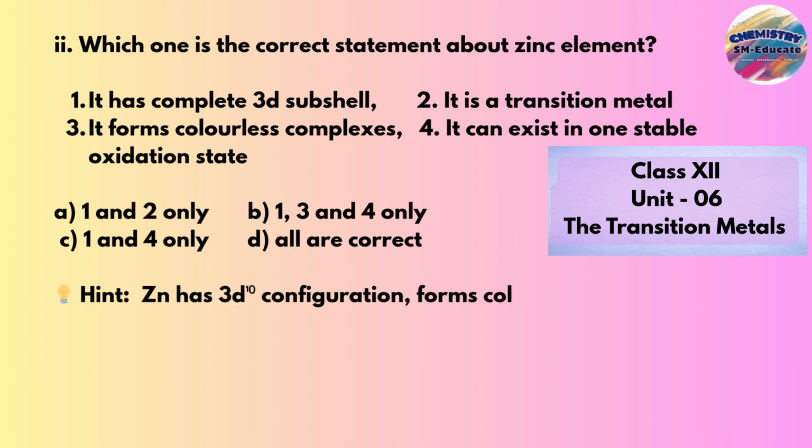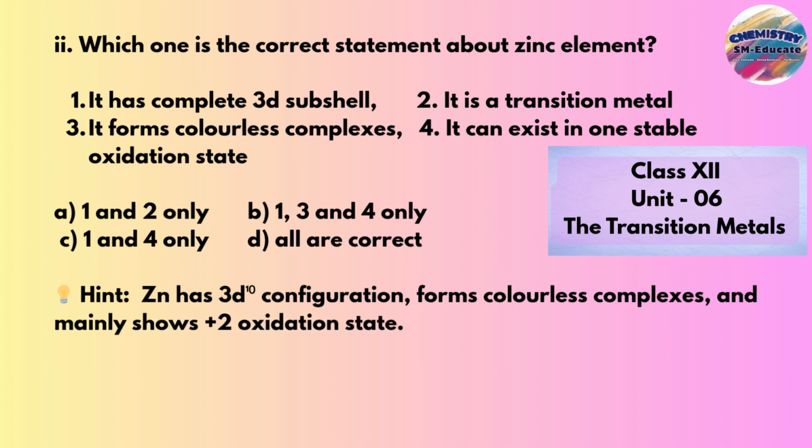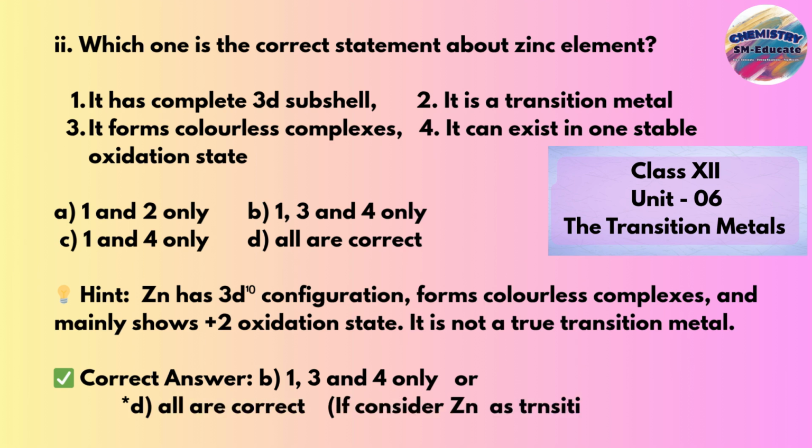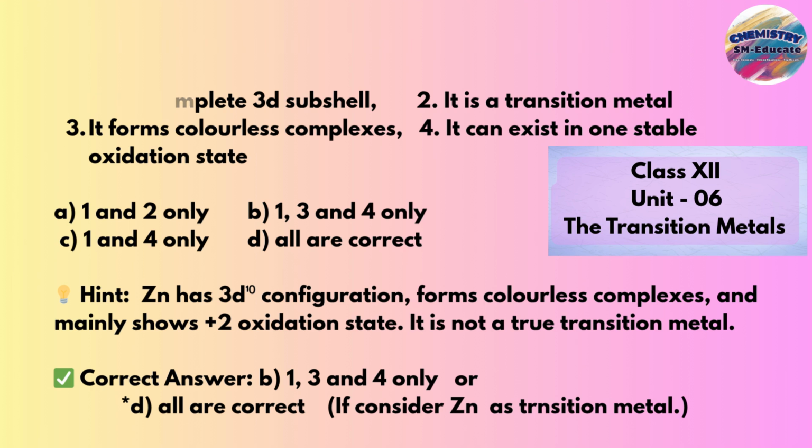Hint: Zn has a 3d10 configuration, forms colorless complexes, and mainly shows the +2 oxidation state. It is not a true transition metal. Correct answer: B, 1, 3 and 4 only, or D, all are correct, if you consider Zn as a transition metal.